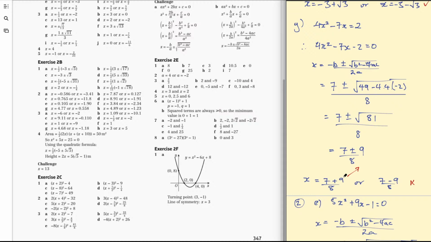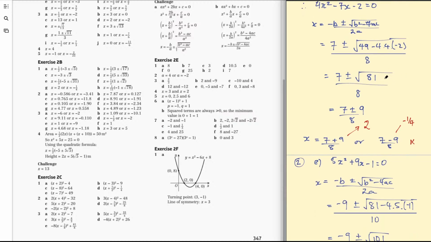So obviously you can simplify this. 9 plus 7 is 16 divided by 8 is 2, and then 7 take 9 is negative 2 on 8, which is negative a quarter. Wowee. This is why you always check your answers. So of course, rather than writing 7 plus 9 on 8 and 7 take 9 on 8, there's no surds here. Simplify it to the actual answer. I'm sure you didn't need to be told that. I'm not sure why I left them like that.